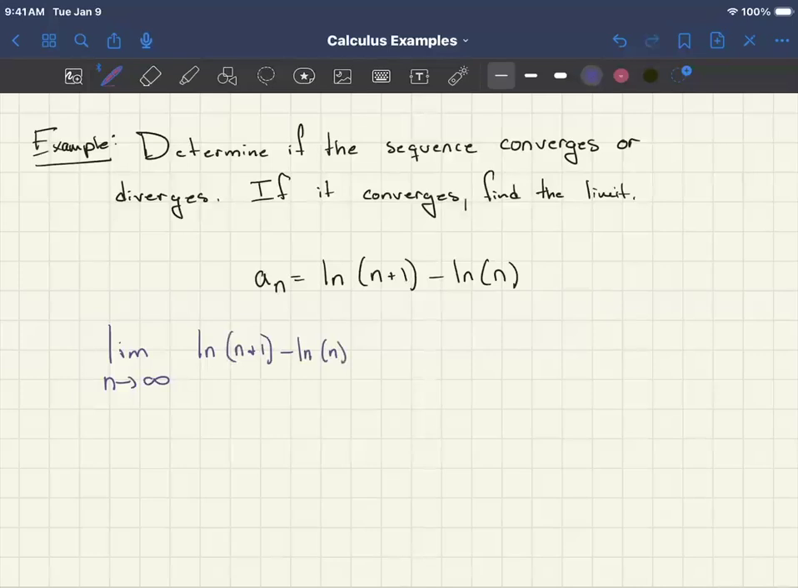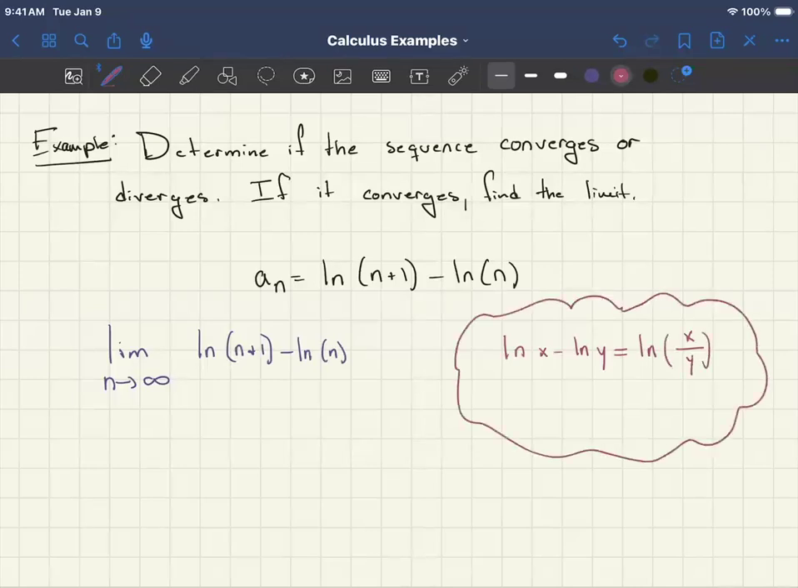First thing that we're going to do is remember that if we take natural log of x minus natural log of y, this is the same thing as natural log of x divided by y. So this is one of those good algebra things that you should have in the back of your head as you're working through these problems, because it makes a huge difference. All right, so this gives us a natural log of n plus 1 divided by n.